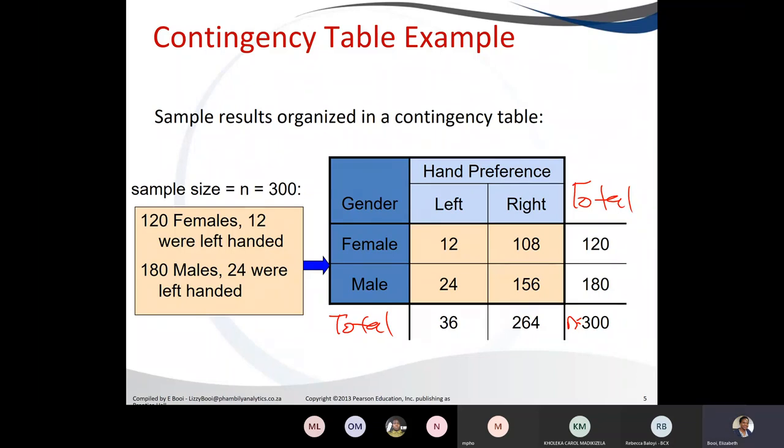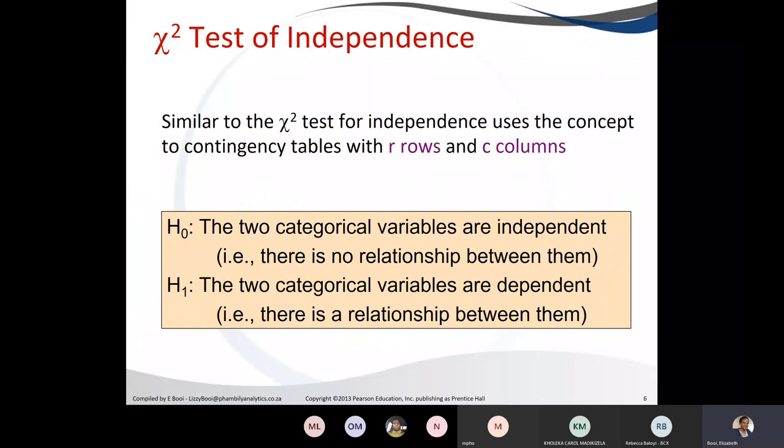Okay, so how do we then use this contingency table? And remember, the chi-square for independence tells us the relationship between two categorical values, because we have two categorical values, gender and hand preference. So to test for independence, we are testing the relationship between the two categorical data, where one will be placed in the row and one in the column. And when we state the null hypothesis to test this, we always state it with independence. So the null hypothesis will always state that the two categorical variables are independent, or that hand and gender preference are independent, which means there is no relationship between the two of them.